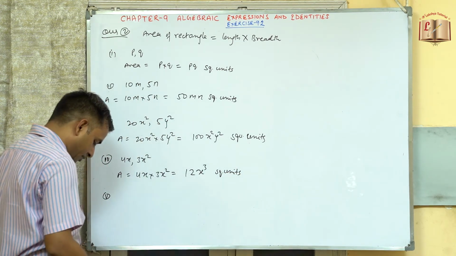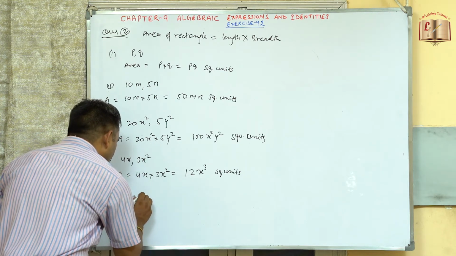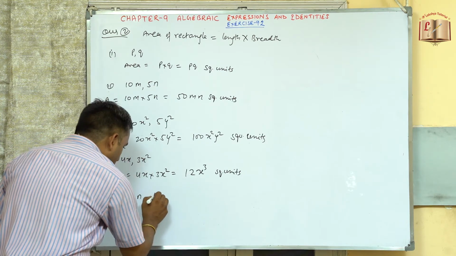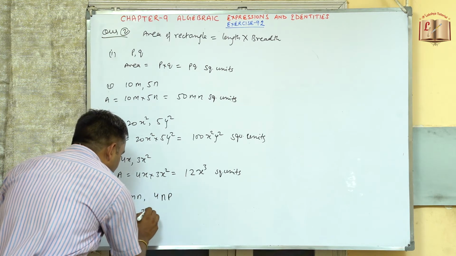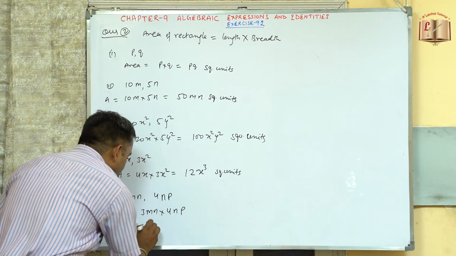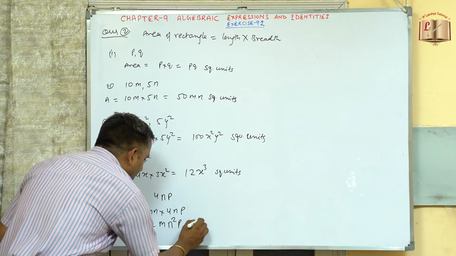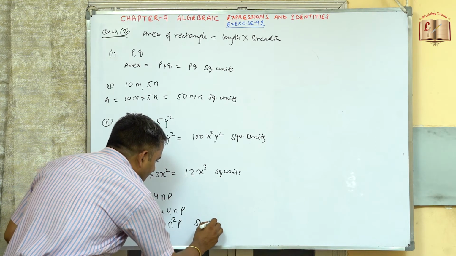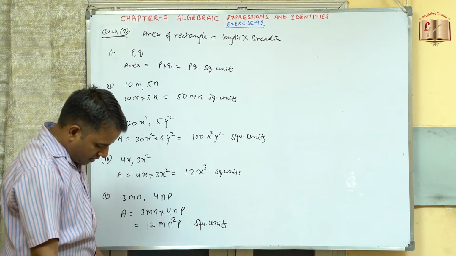Similarly, coming for the fifth part, it is now 3mn and 4np. So area will be equal to now 3mn into 4np. So this will be now 12mn square p square units. So this way we will find out the areas.